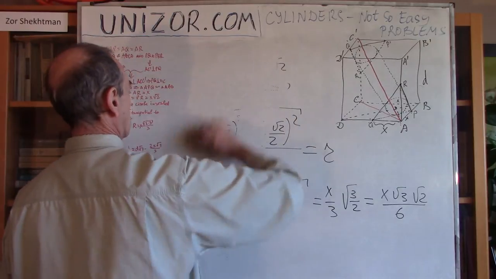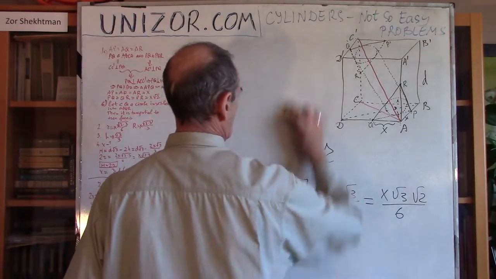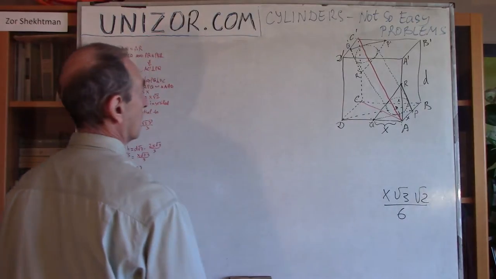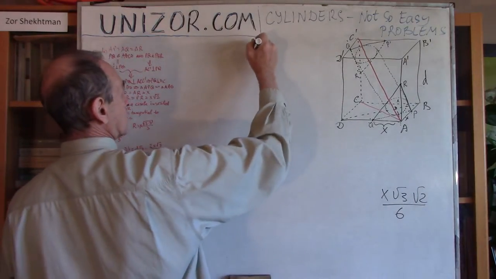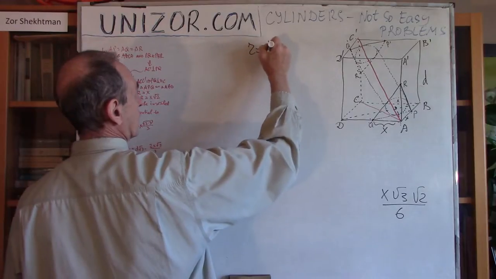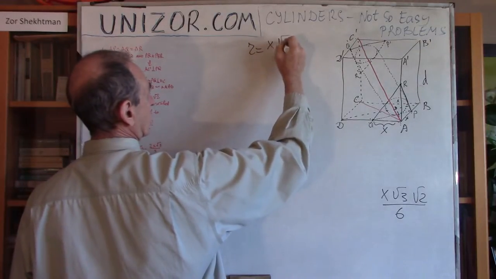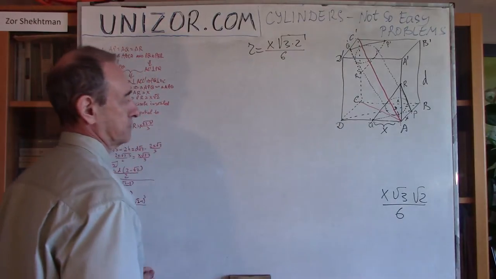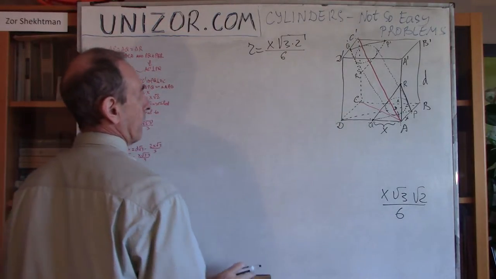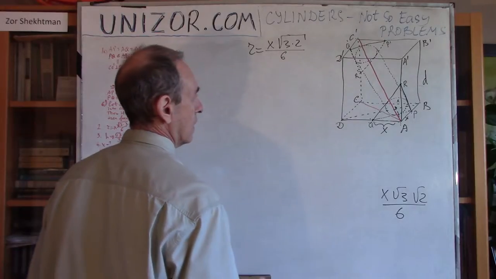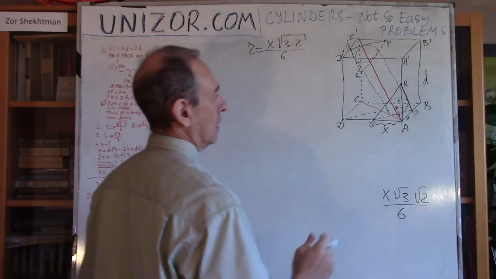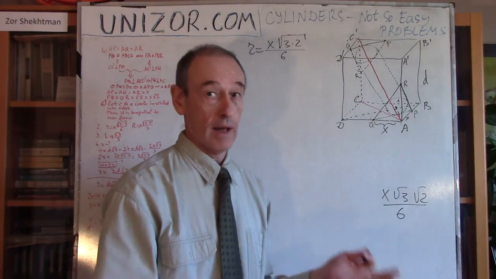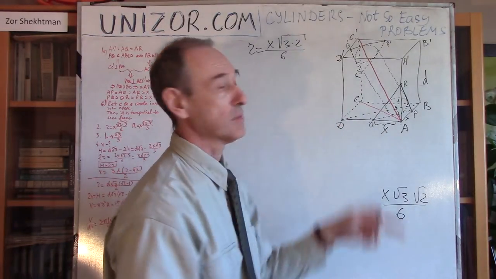Let's write it down. Radius of the inscribed circle is equal to X square root of 3 times 2 divided by 6. Okay. Now, so I know the radius of the circle. That's a lot, but we now have to determine the height.